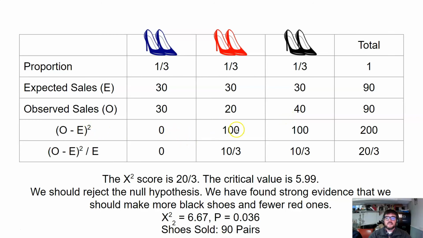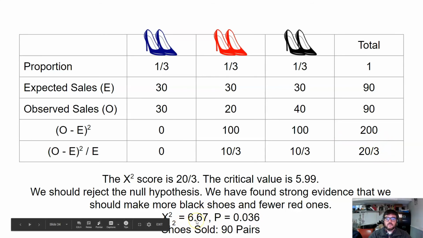our observed minus expected squareds are much bigger. And these are the chi-squared values of each: the chi-squared value for blue, for red, for black, and then the total chi-squared is 20 over 3, which is 6.67. That's greater than our critical value, so we should reject the null hypothesis. Consumers do not appear to be wanting shoes in equal quantities of blue, red, and black. There seem to be more black wanted and fewer red.